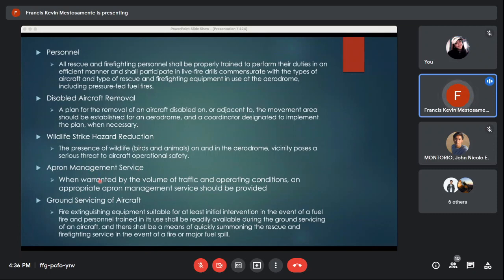So sila yung nagmamanage ng volume ng traffic and operating condition within the aerodrome. Papasok din dito yung ground servicing of the aircraft. Sorry, with the apron management service, usually kasi with the volume of traffic, hinahati nila yan, depende din sa laki ng airport. So, minsan on the smaller airport, handle lahat ng ATC. Pag mas malaki na ang airport, nade-divide na yan.